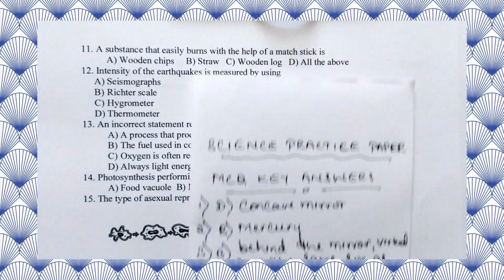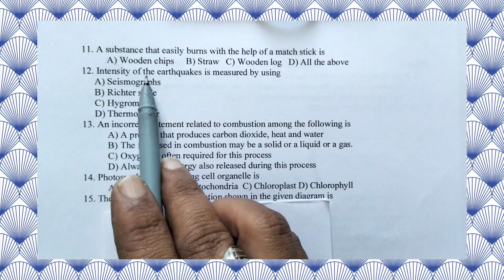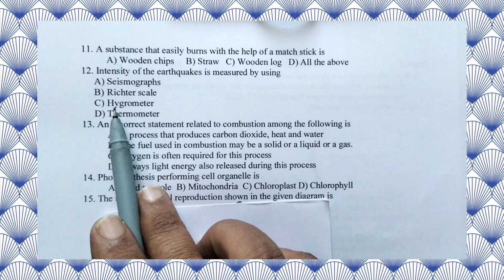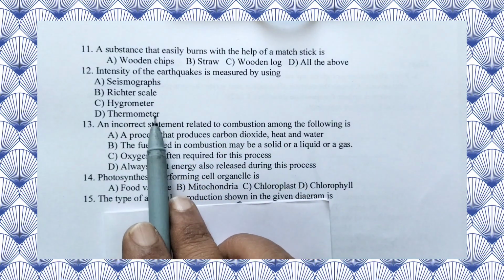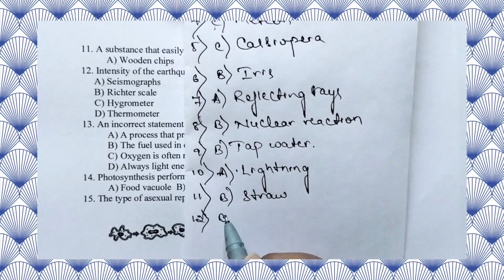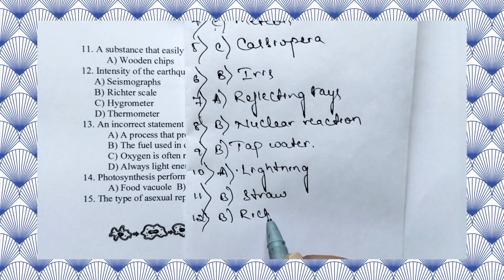Now let us move to the 12th question. Intensity of an earthquake is measured by using a seismograph, Richter scale, hygrometer, thermometer. So the right answer is option B, that is Richter scale.